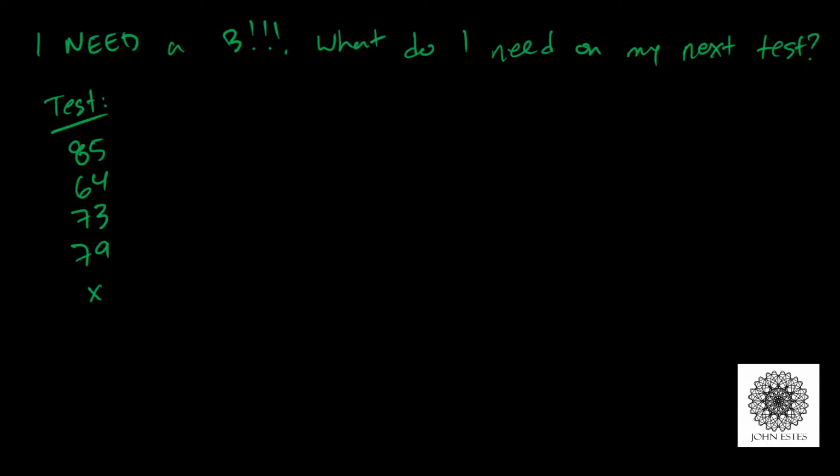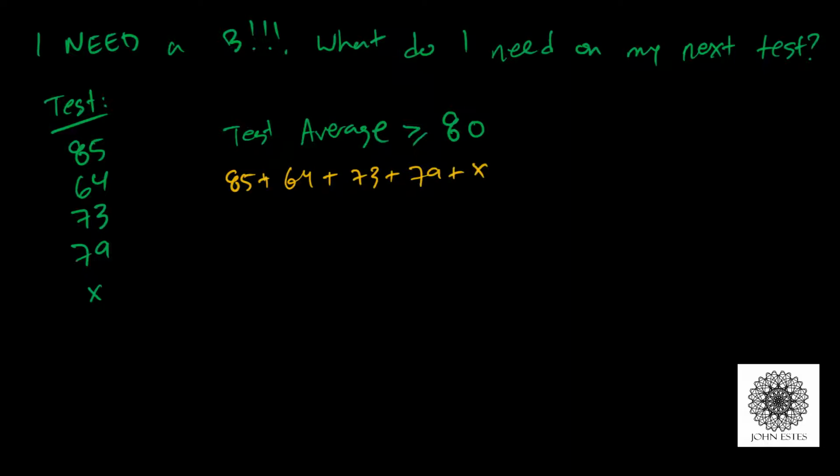Alright, now what I need is to make a B, and on a 10-point scale, that means that my test average has to be greater than or equal to 80%. Alright, so now, how do I calculate test average? Well, average is calculated by adding up your scores and dividing by the number of scores you have. So that'd be an 85 plus a 64 plus a 73 plus a 79 plus X, whatever that test is, and that's 5 test scores. So that sum is divided by 5 to get my average, and I need this to be greater than or equal to 80.